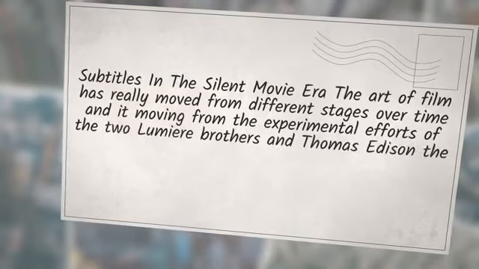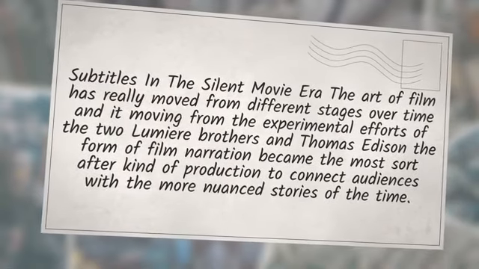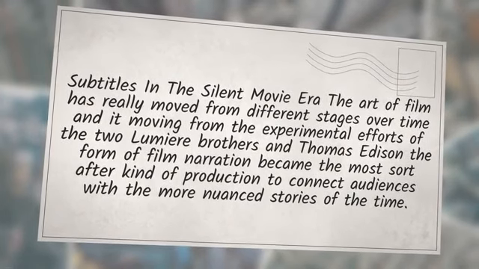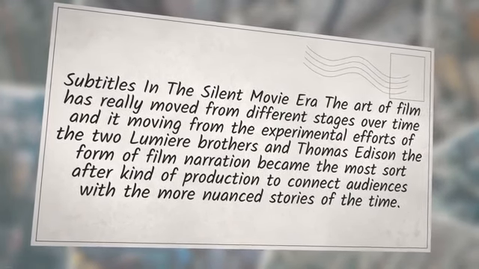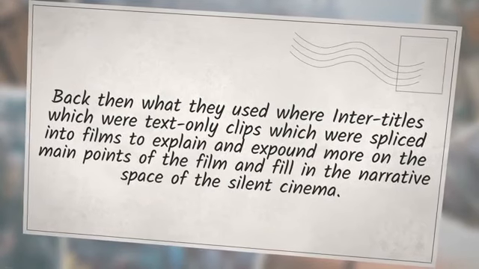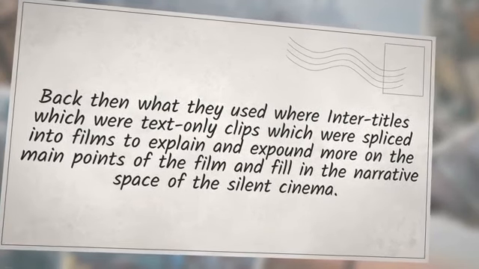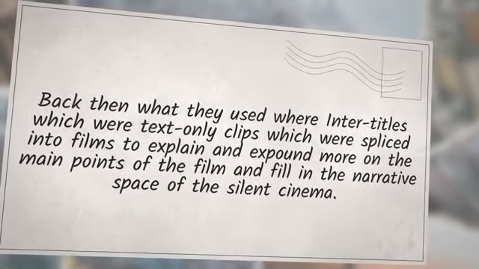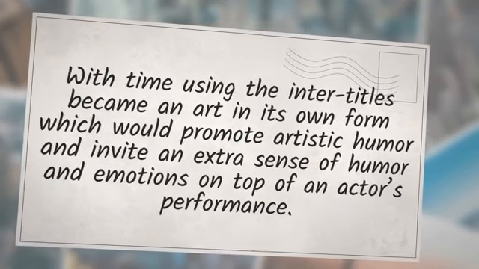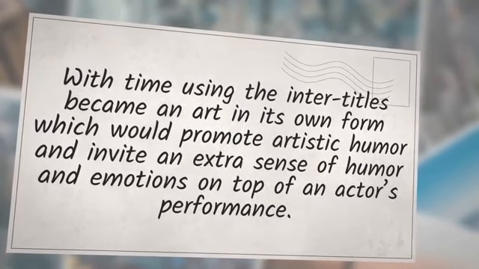Subtitles in the silent movie era. The art of film has really moved through different stages over time, moving from the experimental efforts of the two Lumiere brothers and Thomas Edison. The form of film narration became the most sought after kind of production to connect audiences with the more nuanced stories of the time. Back then what they used were intertitles, which were text-only clips which were spliced into films to explain and expound more on the main points of the film and fill in the narrative space of the silent cinema. With time, using the intertitles became an art in its own form, which would promote artistic humor and invite an extra sense of humor and emotions on top of an actor's performance.